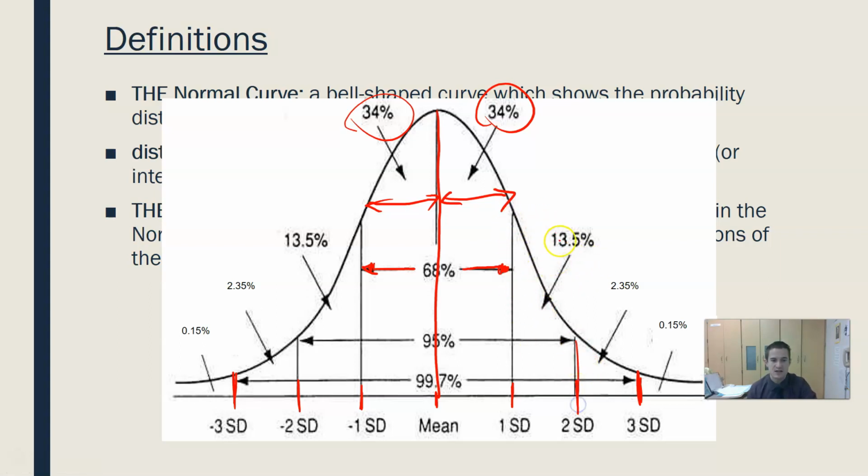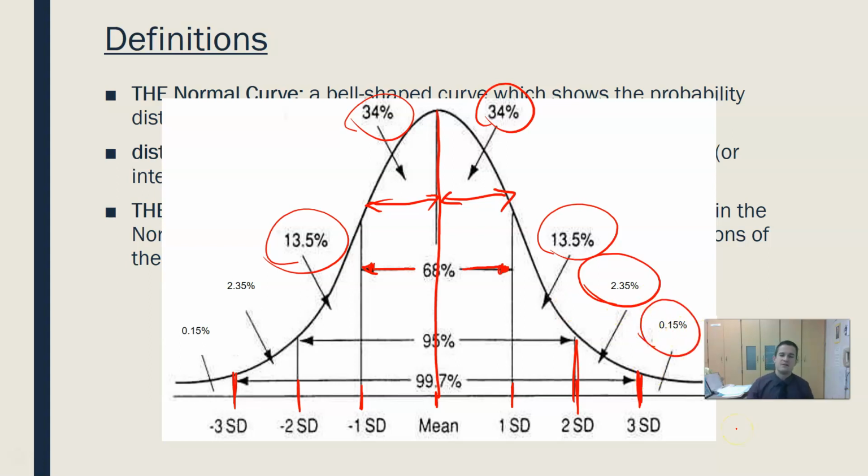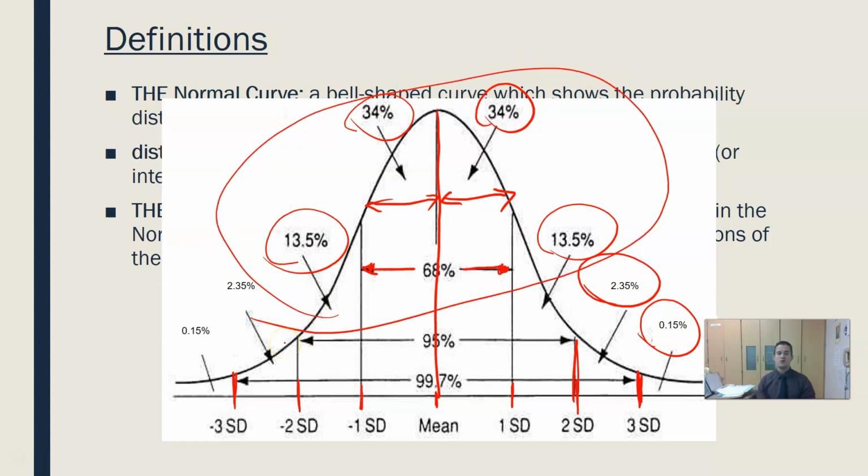Between 1 and 2 standard deviations of the mean on either side, 13.5% of my data values are going to fall there. Between 2 and 3 standard deviations, 2.35% of my data values are going to be there. And then above 3 standard deviations or below 3 standard deviations, it's just going to be 0.15% of my data values. So not very many. You can see that most of my data values are going to be in this range. Much fewer of them are going to be outside of that.